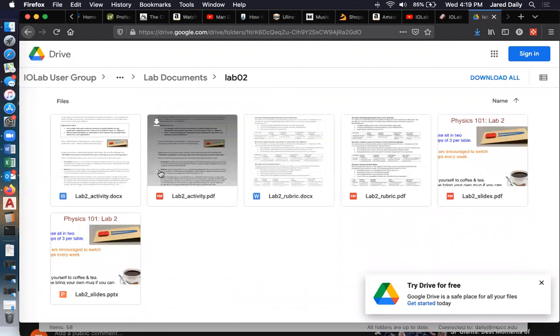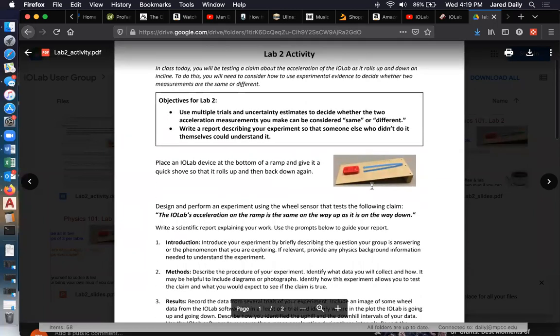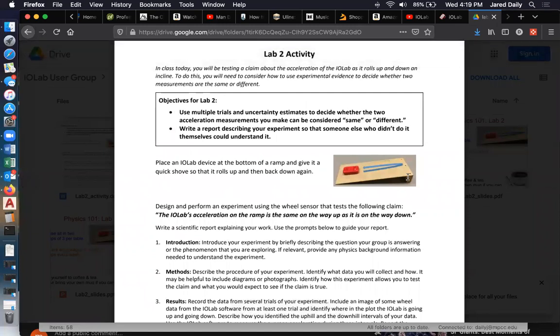You can also look at any of the slides, the PowerPoint slides, or anything you want to. Any of this stuff is fine to look at if you'd like, but the lab 2 activity will tell you what needs to be done. In this one, you're going to create a little ramp. I suggest using a board or something that you have that's big enough to slide the car up and down, stacked on a couple books on one end. You can also lift a table up on one end and slide the car up and down a slanted table.